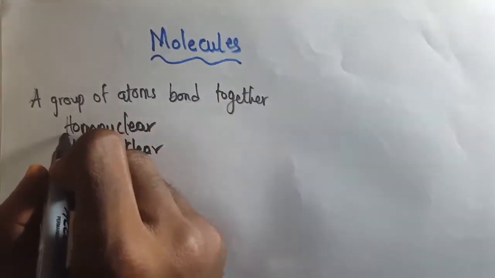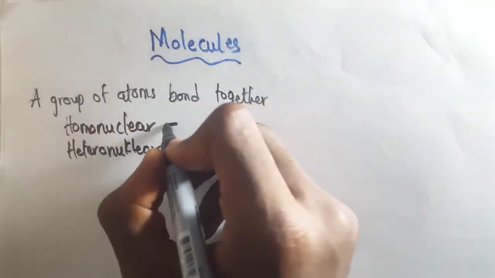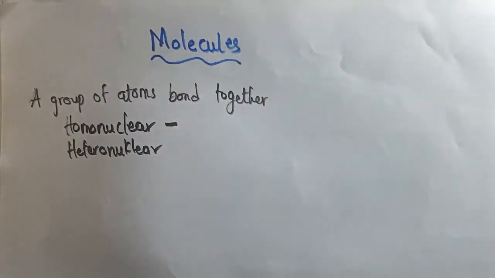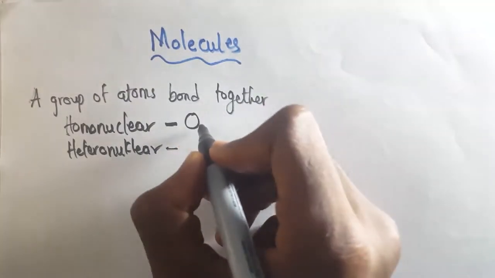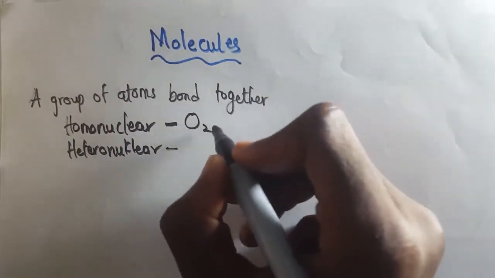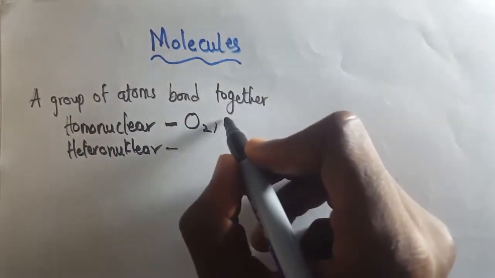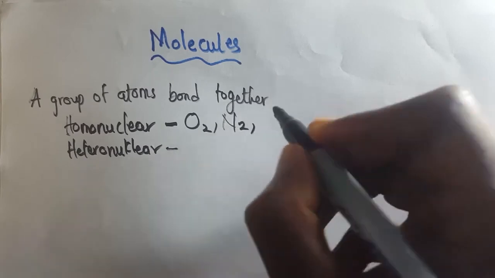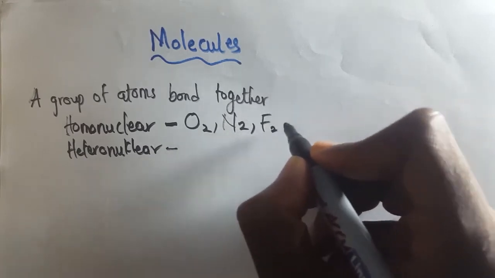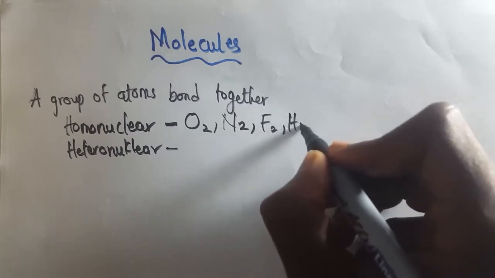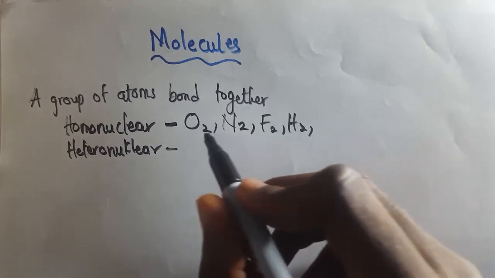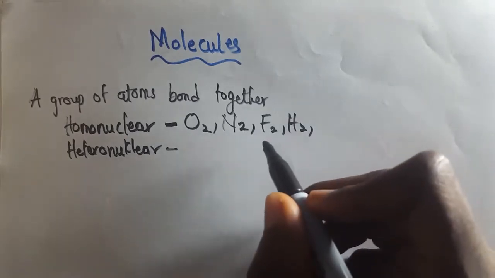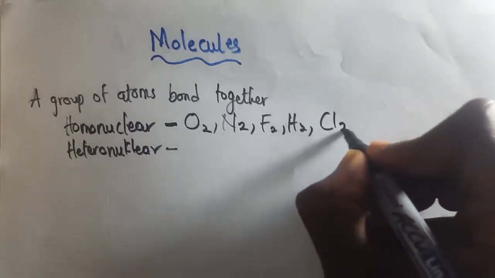If you know what homo means, it means the same. So you can have different kinds of atoms or the same kind of atoms bound together. Now when you say homo means the same, so when you have 2 oxygen atoms bound together, it's a molecule. You can also have nitrogen N2, fluorine F2, hydrogen H2, and chlorine also.